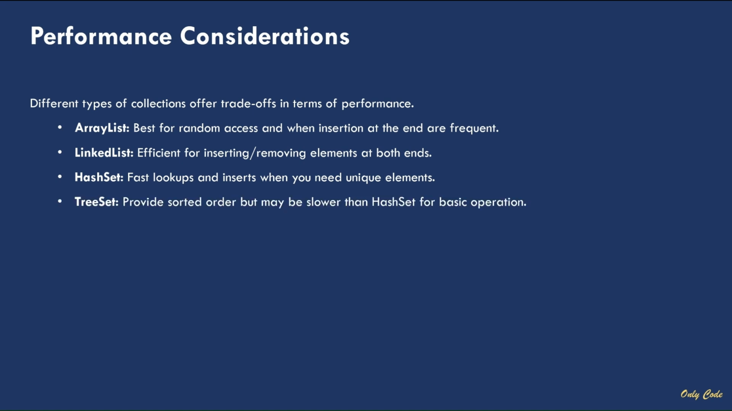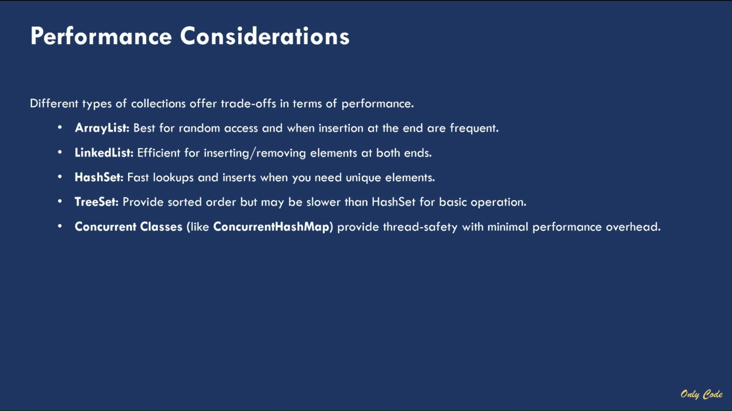TreeSet offers sorted order of elements, but may have slower performance compared to HashSet for basic operations like lookup and insertion due to its underlying tree structure. For thread safety with minimal performance overhead, you can use collections from the concurrent package, such as ConcurrentHashMap. These collections provide thread-safe operations while ensuring that performance is not significantly impacted.